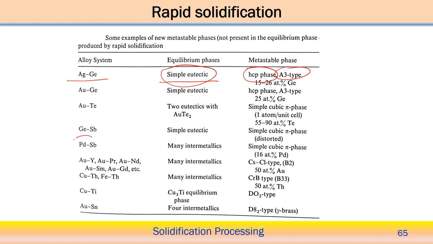Lead, in this particular alloy system, has many intermetallics in the equilibrium phase diagram, but in the metastable phase it has a simple cubic pi phase. So I mean to say that there are many examples. Copper and titanium also create different types of phases. Equilibrium phases create one phase, but when you follow rapid cooling or rapid solidification, the metastable phase can have a different structure.